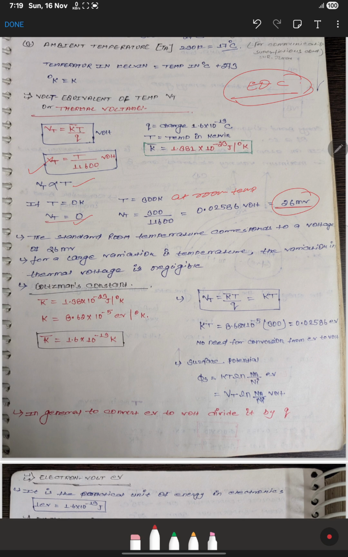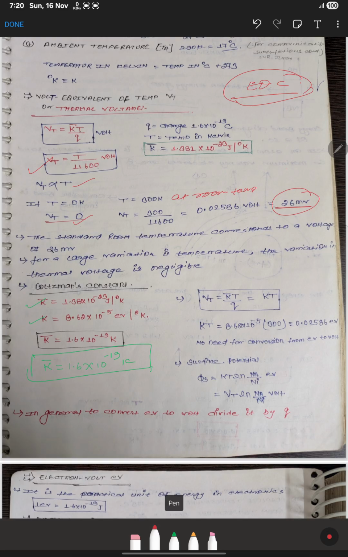Boltzmann constant already discussed, k bar is equal to 1.38 into 10 to the power minus 23 joule per Kelvin. If I want to change the unit from joule per degree Kelvin to electron volt per Kelvin, so K will be 8.62 into 10 to the power minus 5 electron volt per degree Kelvin. From this k bar and K, while changing the conversion for unit, we can say k bar is equal to 1.6 into 10 to the power minus 19 K.